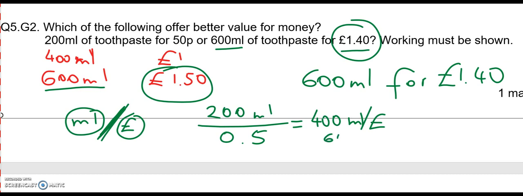So we have 600 milliliters. That costs £1.40. So we'll do 1.4. So 600 divided by 1.4 gives us about 429 milliliters per pound. So you'd want the offer that gives you more for the same amount. And that offer is the second one again.